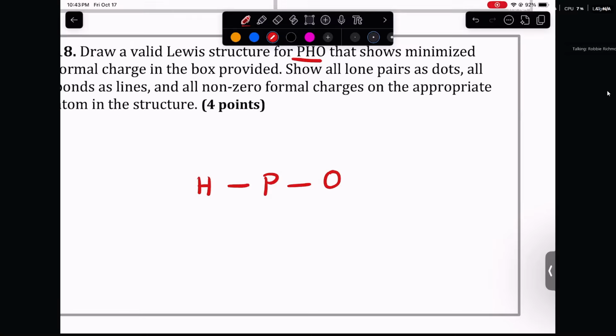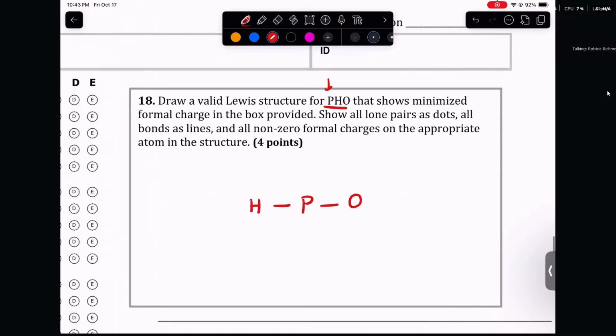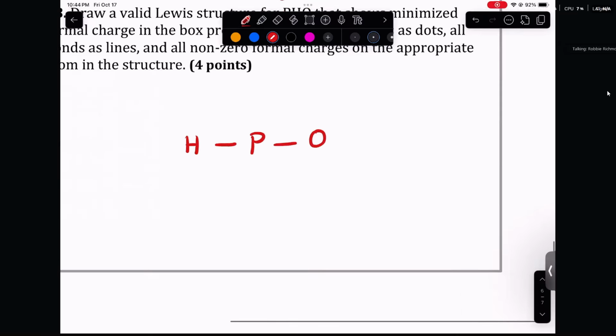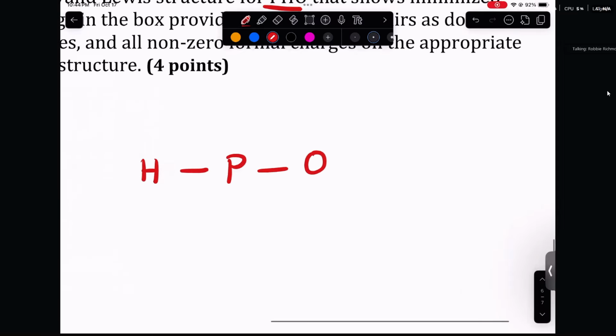Before that, let's recap how many electrons we need for this. Phosphorus has 5 valence electrons, plus 1 from hydrogen, plus 6 from oxygen. So we have 12 valence electrons to work with. We used 1, 2, 3, 4 to make those 2 bonds, so we're left with 8 electrons.